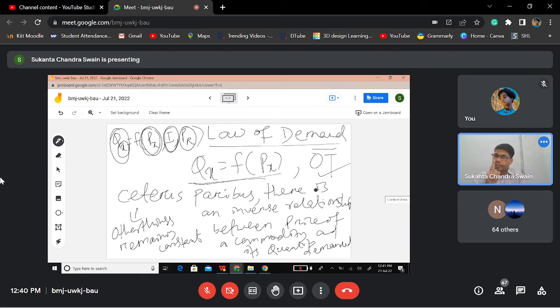But while we talk about the law of demand, we will go in this way. Price is the cause, demand is the effect. Price is the independent variable, demand is the dependent variable. If you alter the cause and effect relationship, the demand law will not be operative. So, ceteris paribus, there is an inverse relationship between the price of a commodity and its quantity demanded. It means other things remaining constant. If the price of a commodity increases, its quantity demanded will decrease. Or if the price decreases, its quantity demanded will increase. So this is the law.